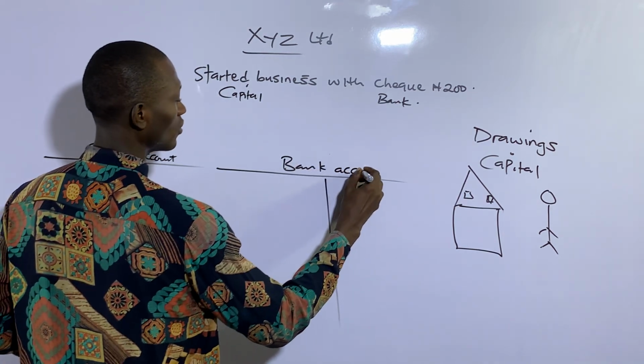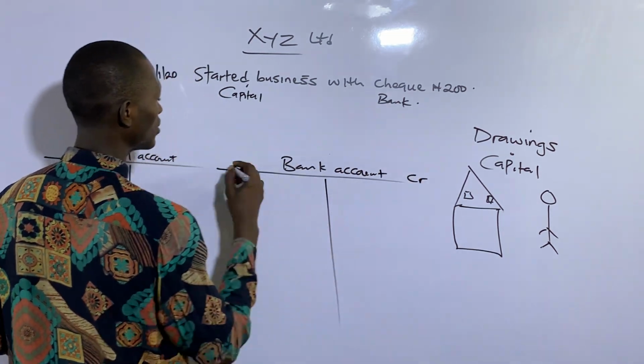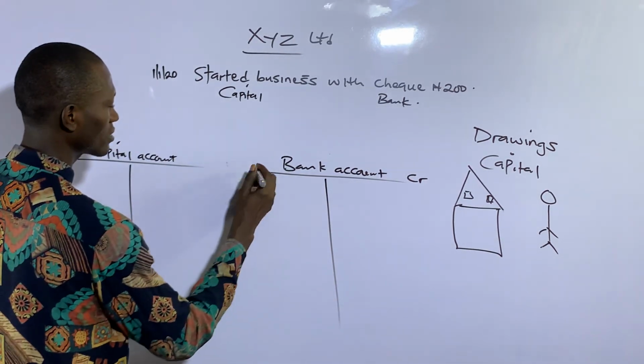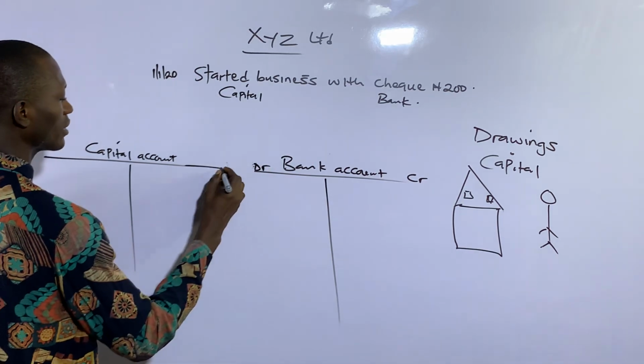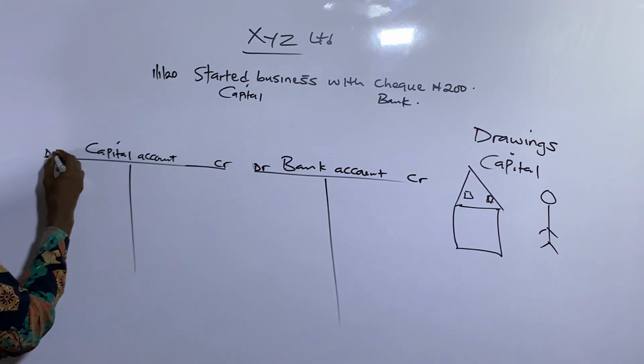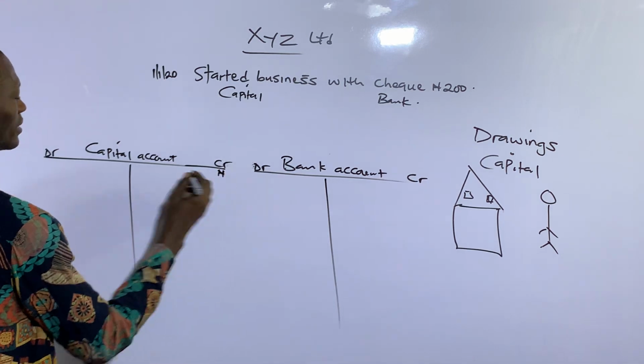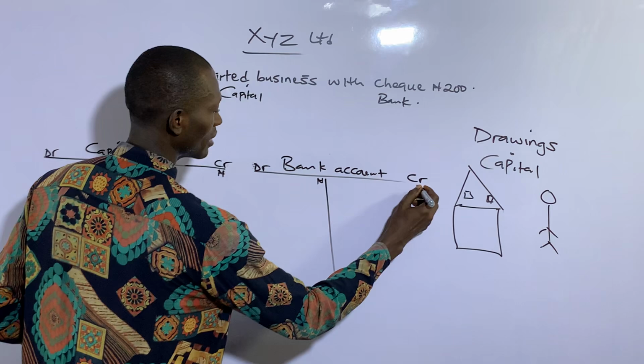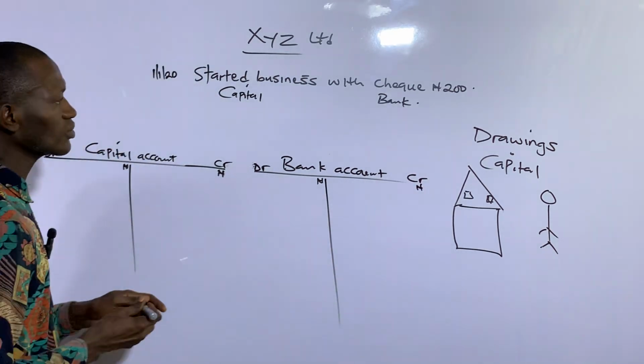The first step now is to identify the two accounts involved in a business transaction. So we have debits, we have credits. You put your Naira sign here. The currency you are given, you have to put it, very important. So that's the first step.